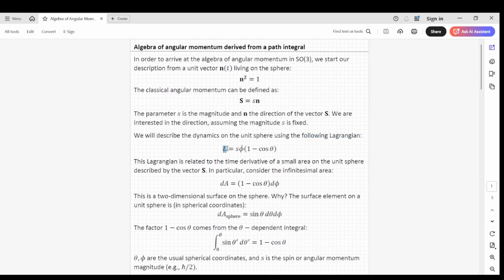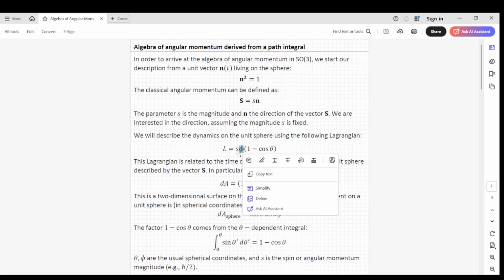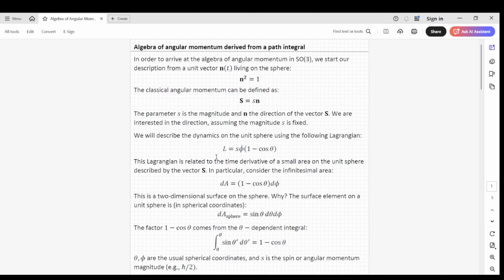in a moment. So the Lagrangian can be written as little s, which is the magnitude, and this is just a constant in our case, so this is not the important part. The important part is this: we have phi dot times (1 minus cosine theta). So phi and theta are the usual parameters that we use in spherical coordinates. In particular, theta is the polar angle, whereas phi is the azimuthal angle when you consider spherical coordinates. And this Lagrangian here is related to the time derivative of a small area on the unit sphere described by the vector capital S.